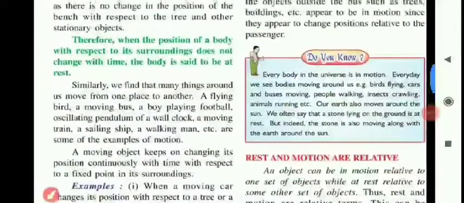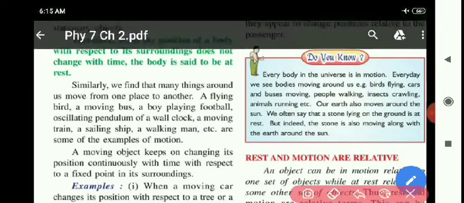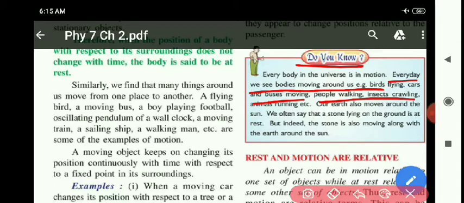Now, every body in the universe is in motion. Every day we see bodies moving around us: birds flying, cars and buses moving, people walking, insects crawling, animals running. Our earth also moves around the sun. We often say that a stone lying on the ground is at rest. Obviously, if a stone is there, it is not changing its position, it is at rest. But indeed, the stone is also moving along with the earth around the sun. So the stone is also in motion.